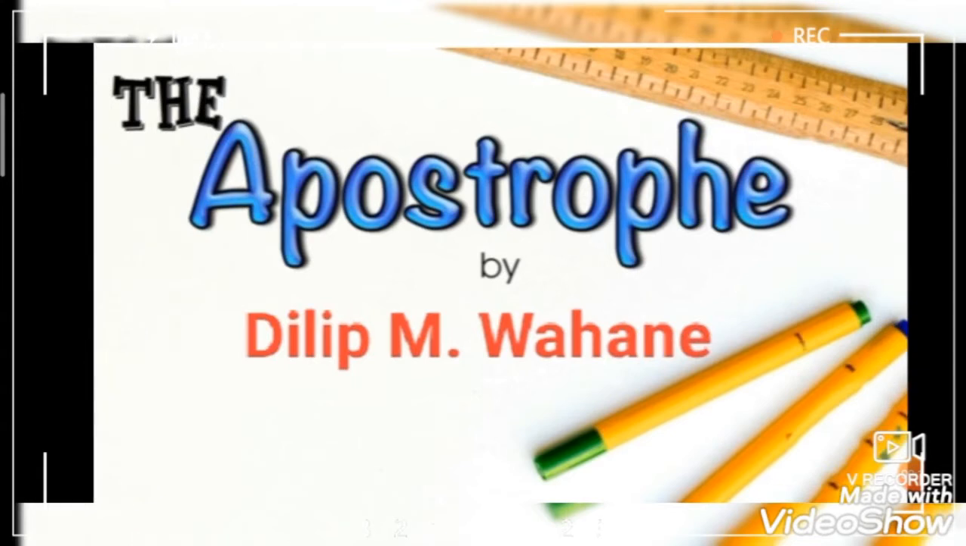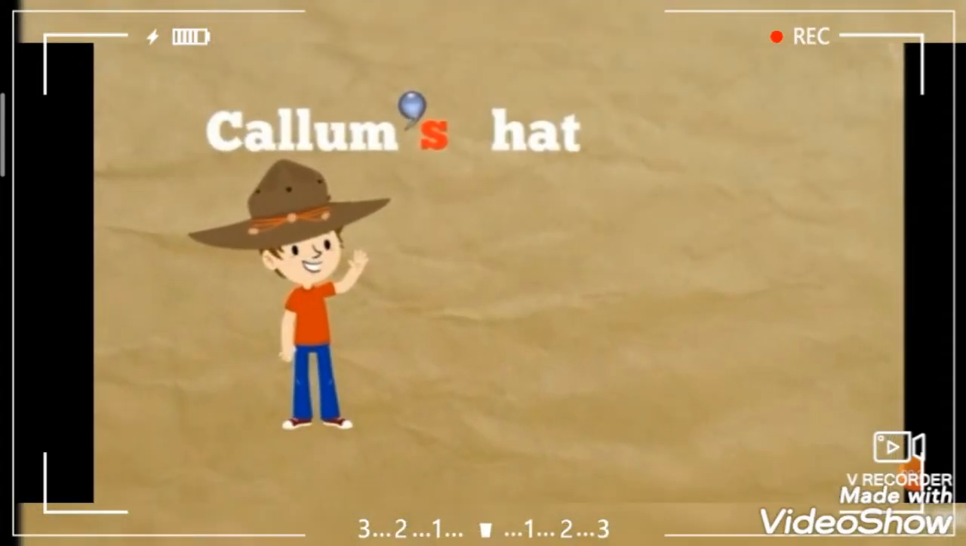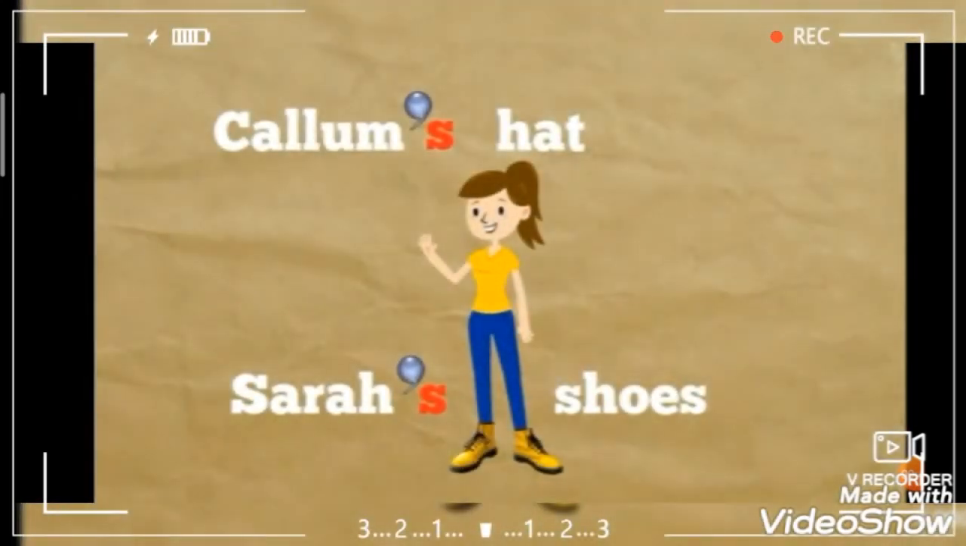The Apostrophe. This video is created by Shri Dilip Wahane sir. The apostrophe rule number 1: it shows something belongs. For example, Colin's hat belongs to Colin. Sarah's shoes. These shoes belong to Sarah.